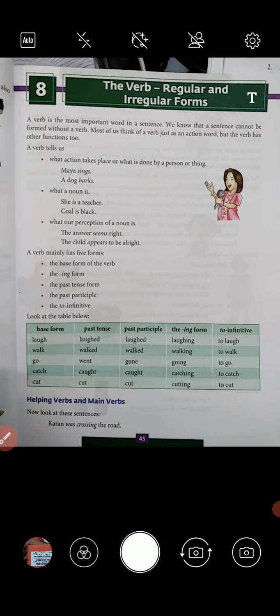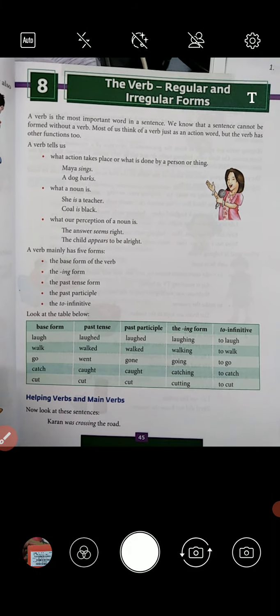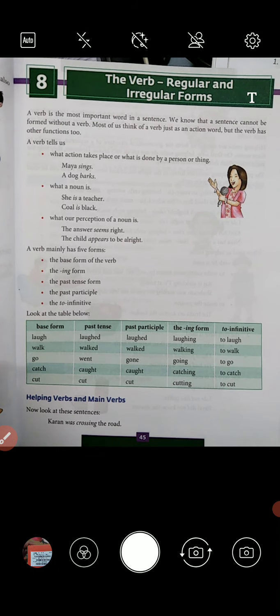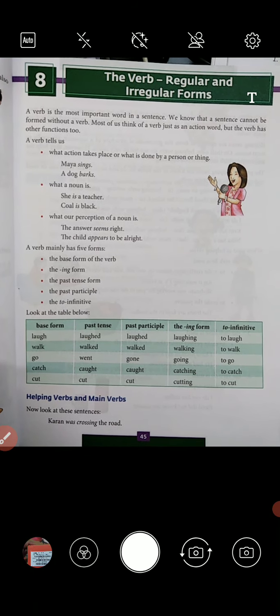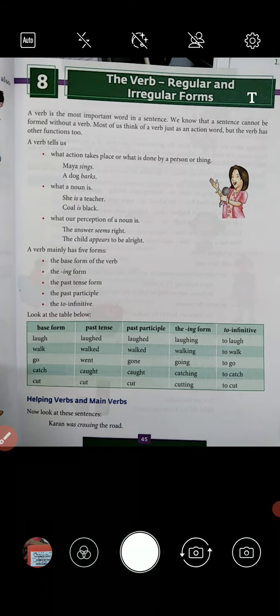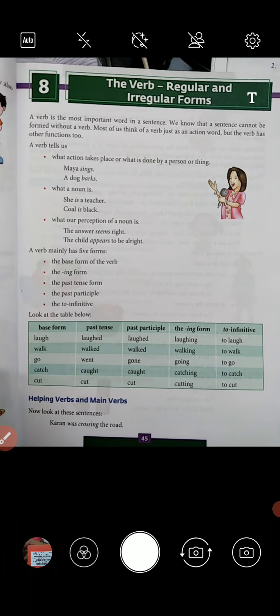Verb has got two forms, regular and irregular. Now, what is a verb? A verb is an action word, and it also has many other functions. A verb is the most important word in a sentence.